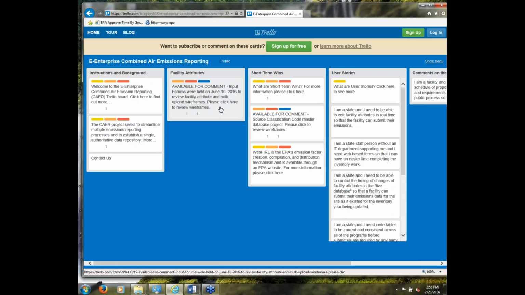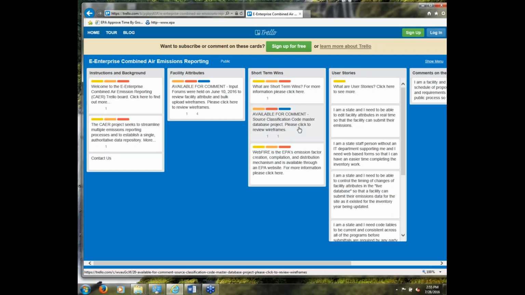Okay, wonderful. So what we see here is the Trello board. We have an instructions and background section to the left where you can click on these cards. There is that explains the color coding and whatnot. And then what we're going to be using this board for is as we get input through our CARE listserv to post the user stories that we get and provide information about where we are on the project. And right now we have information available on our short-term wins. The SCC project wireframes are available there for folks to see, information about the WebFire project.